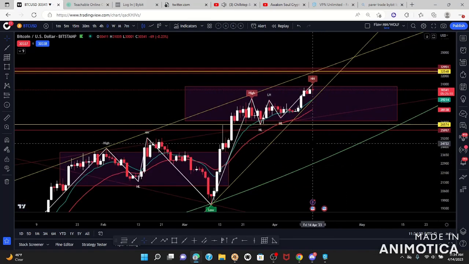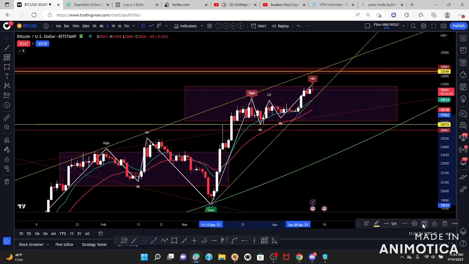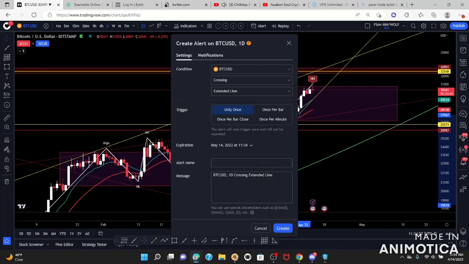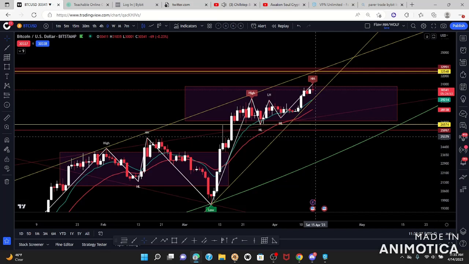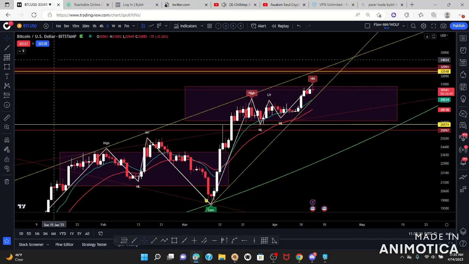So at this point right here, I am gonna set an alarm on this daily trend line, and alert name, day down trend line. Create.